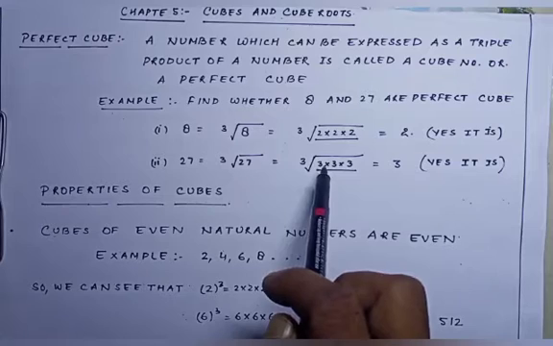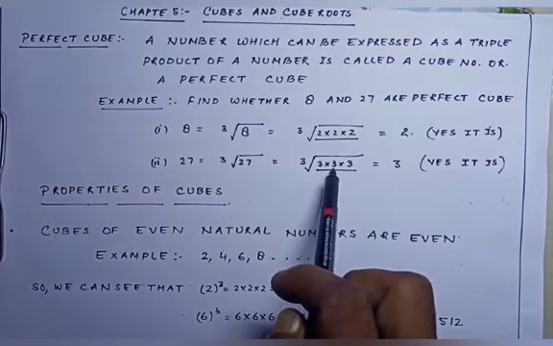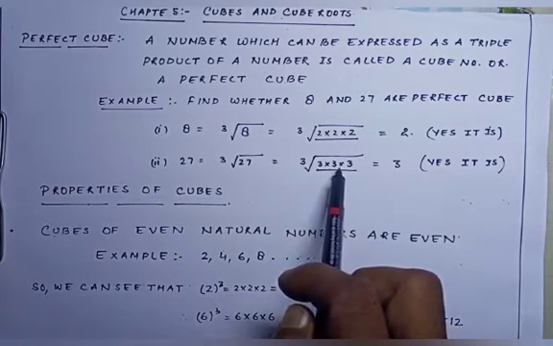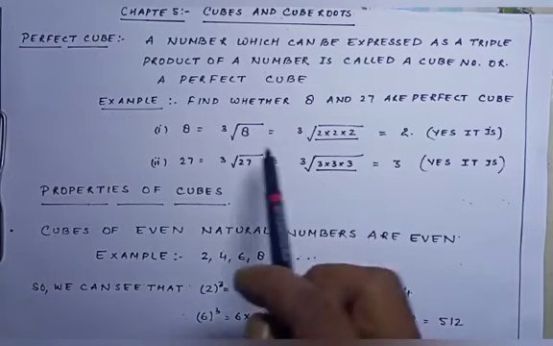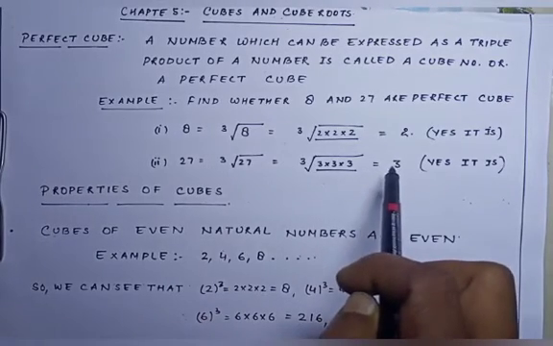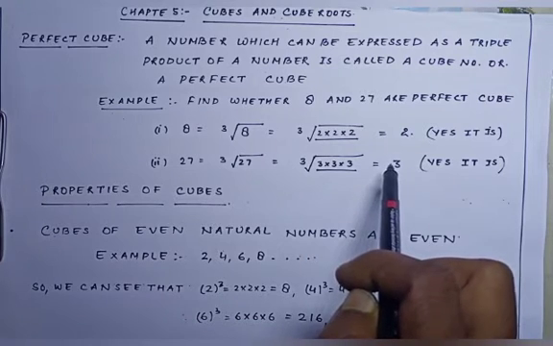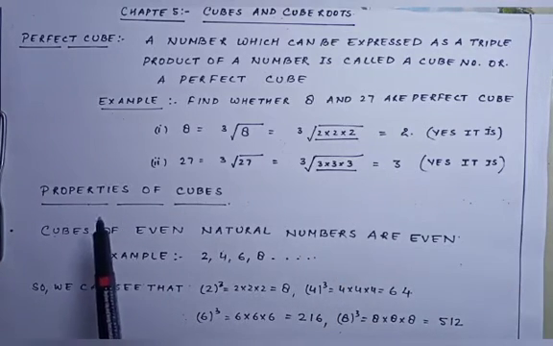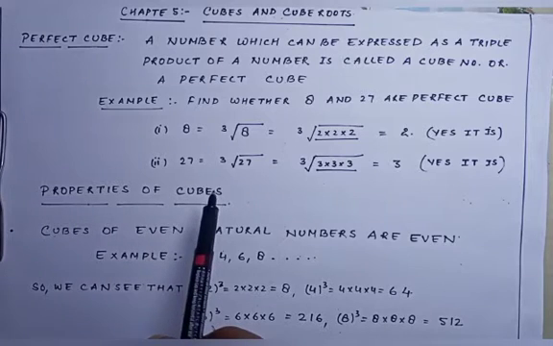We are going to find out the prime factors of 27. After finding out the prime factors of 27, if it is forming a perfect cube, then we can say that 27 is a perfect cube of 3. I hope it is clear to everyone. Let us come to the next topic, that is properties of cubes.